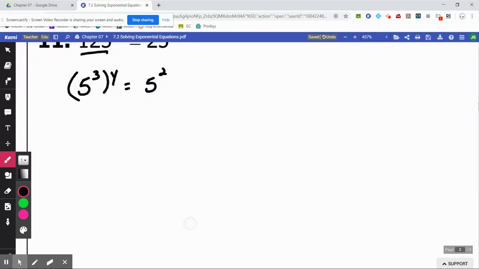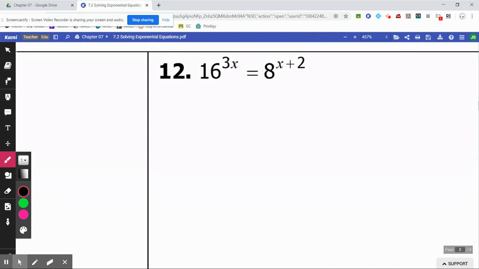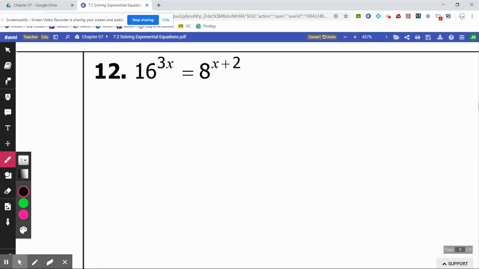Now you have the same bases. And you can say 5 to the 3y is equal to 5 to the second. 3y would have to equal 2. When you divide by 3, 2 divided by 3 is 2/3. And you're done. Number 12, same thing here. We're going to try to write these both to the same power.